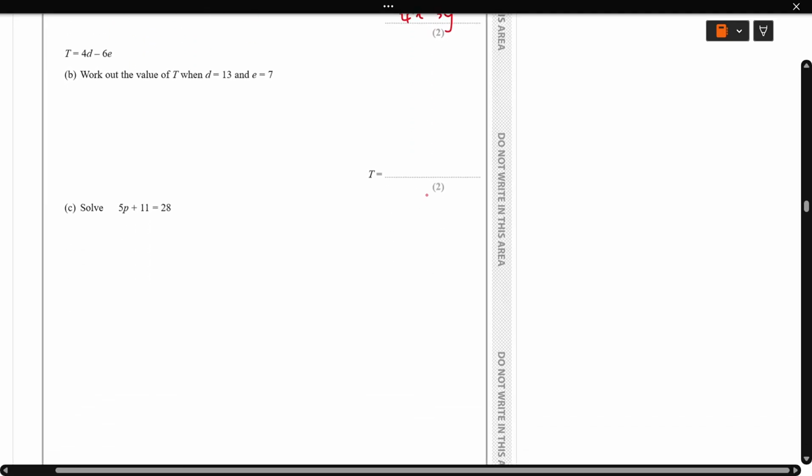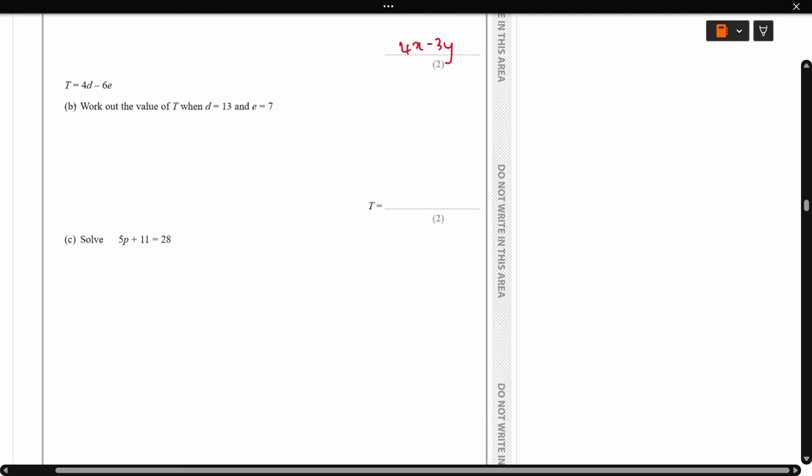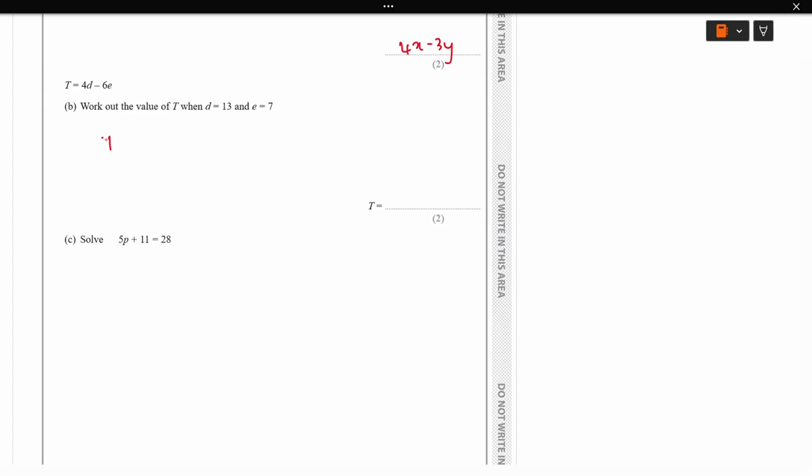The next one, t is given, so d and e values are given, so just work out t. t equals 4 times d, where d is 13, so just substitute, to get 4 times 13 minus 6 times e, where e is 7. So when we get 52 minus 42, the answer is going to be 10. The t is equal to 10.